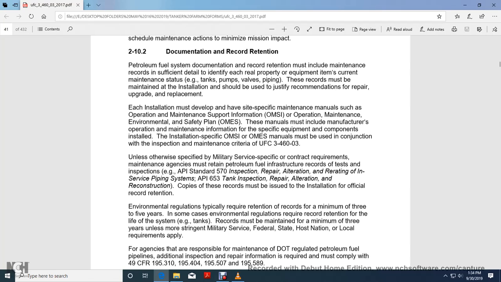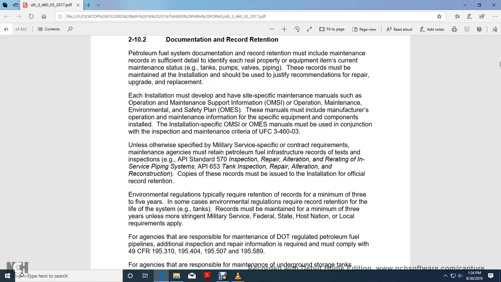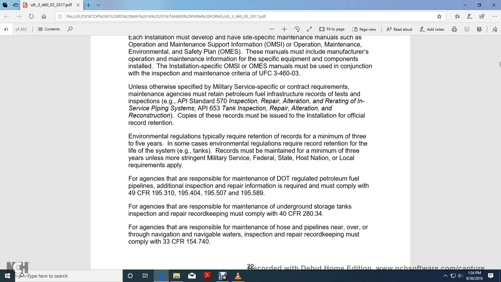The military service, for the specific contract requiring it, has maintenance agencies retain petroleum fuel infrastructure records, including inspection records: API Standard 570, inspection, repair, alteration, and re-rating of in-service piping systems, and API 653, tank inspection, repair, alteration, and reconstruction. Copies of these records must be used in the installation's official record retention. Environmental regulations typically require retention of records for a minimum of 3 to 5 years. In some cases, environmental regulations require longer record retention, but the life of the system records must be maintained a minimum of 3 years unless otherwise specified. More military, civil, federal, state, host nation, and local requirements apply.